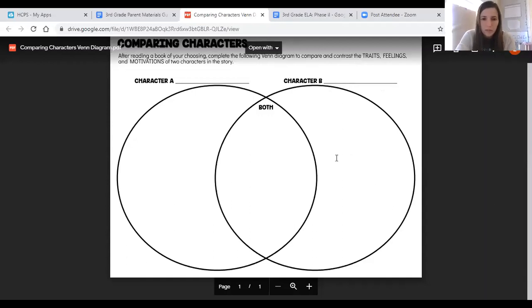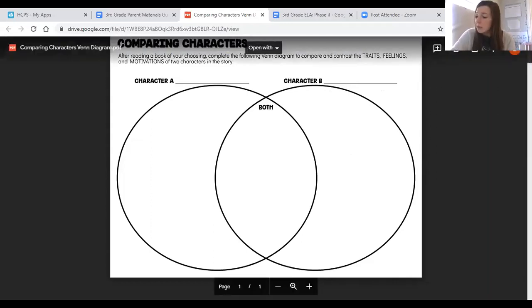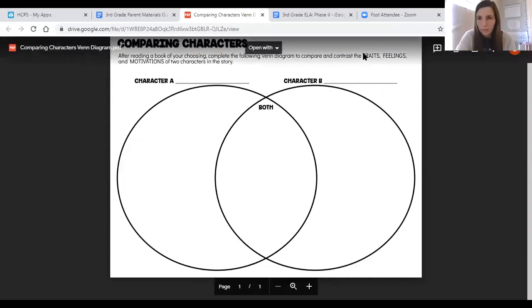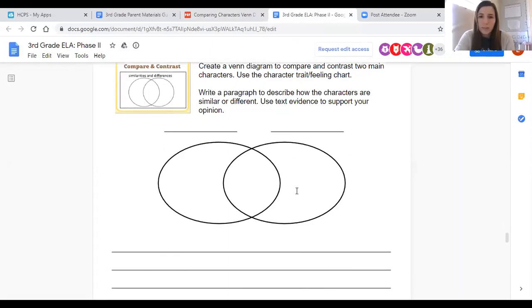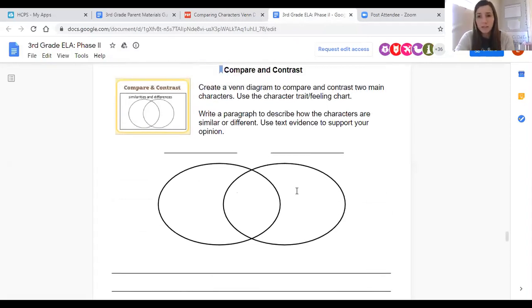Okay, so I'm going to go ahead and flip back to mine so we can get started. You might notice that my Venn diagram also has some space for a paragraph underneath. The reason why mine looks like that is because next week, your task is not only going to be to complete a Venn diagram like you will this week, but to also create a paragraph with the Venn diagram. Again, that is not due until next week.